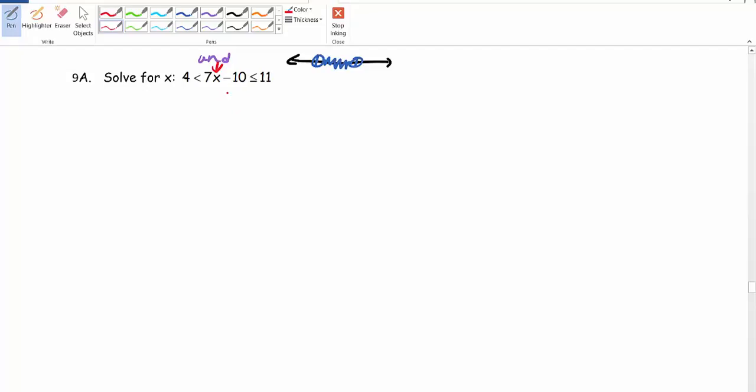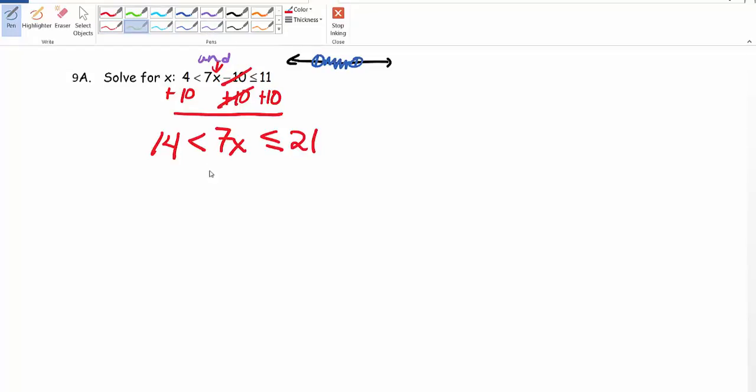This -10 really has nothing to do with the x. We'll go ahead and add it, but we'll add it to all three sides instead of just two like an equation. Now on the left side, when we add this, we have 4 plus 10, that comes out to be 14, is less than, because we see the less than symbol, 7x. The -10 ends up canceling with the positive 10. Then we have this less than or equal to symbol, and then 11 plus 10 comes out to be 21.